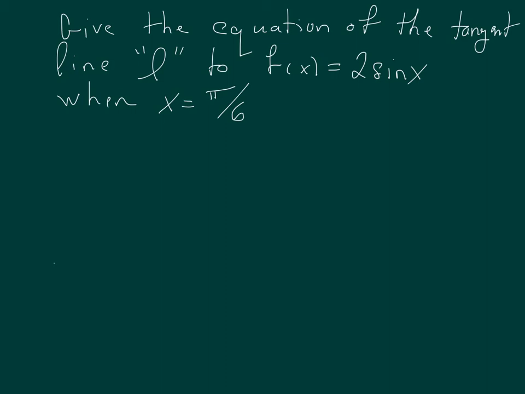In this video, I want to give some examples of tangent line problems that involve trig functions. So our first example is this. Give the equation of the tangent line L to the function f of x equals 2 times sine x when x is equal to pi by 6. As always, a tangent line L to y equals f of x at x is going to contain the point x, f of x, and its slope is going to be f prime of x.